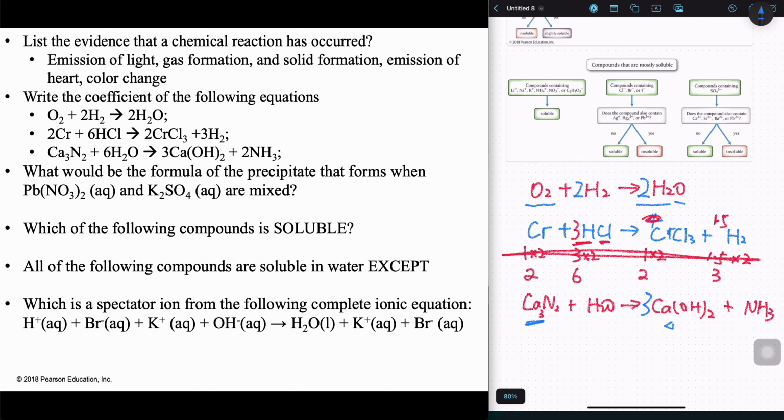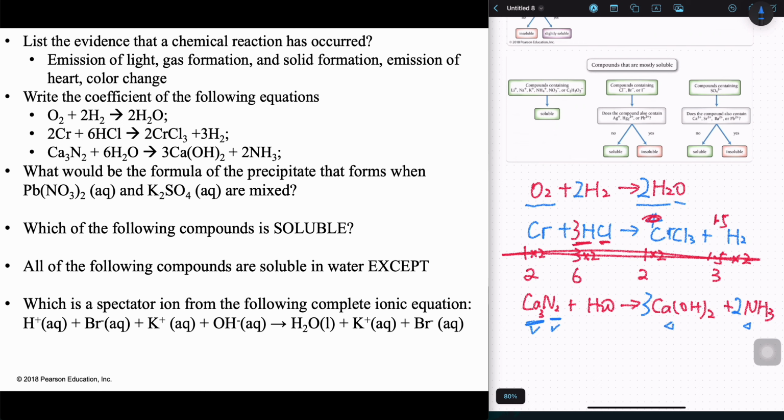And on the left side, we have 2 nitrogen, and on the right side, we only have 1. So we also add a coefficient of 2 in front of the ammonia. Now let's check the rest of the elements that are not balanced. Calcium is balanced. Nitrogen is balanced. What about the hydrogen? Is hydrogen balanced?